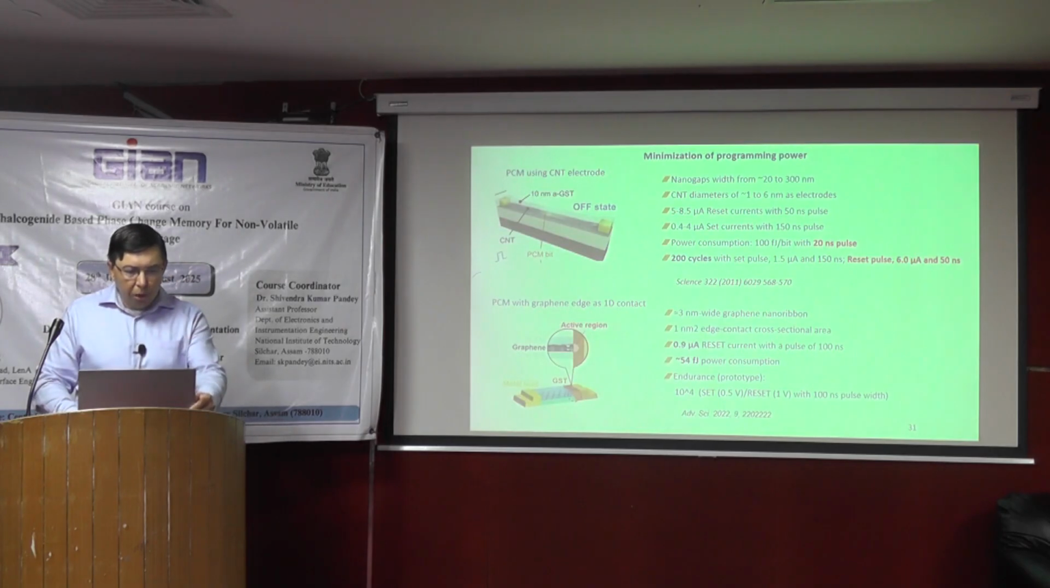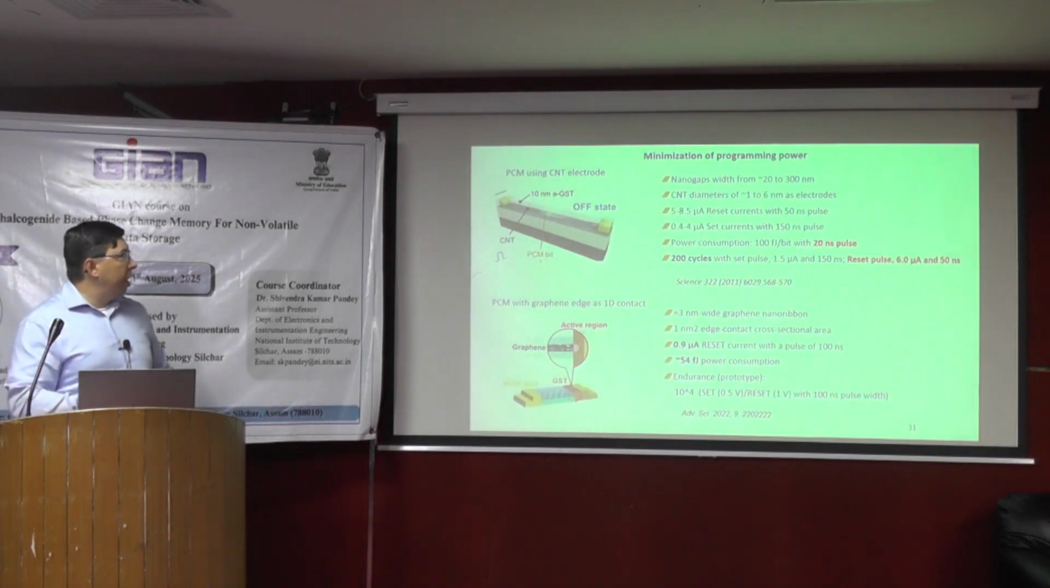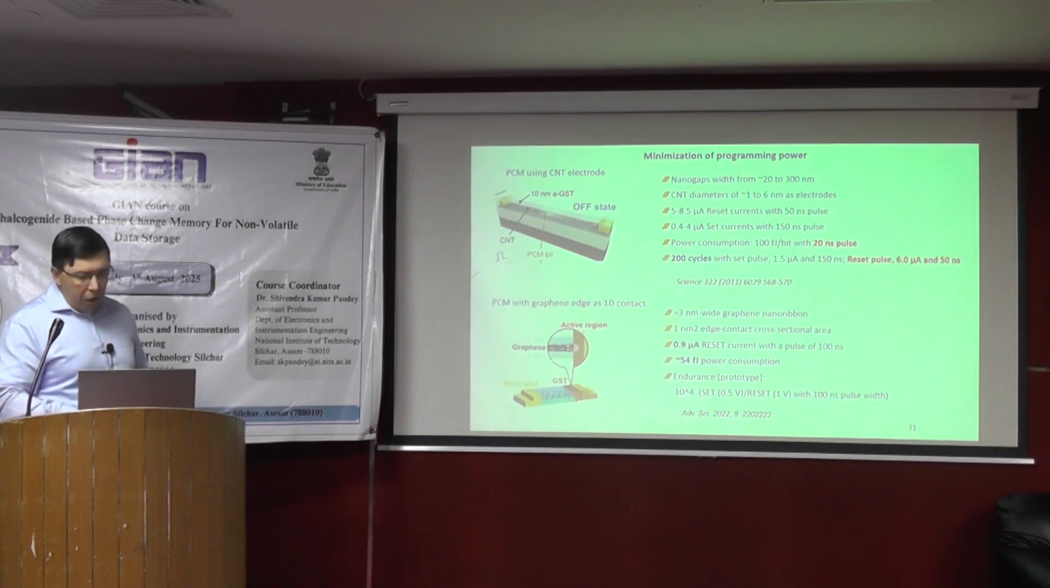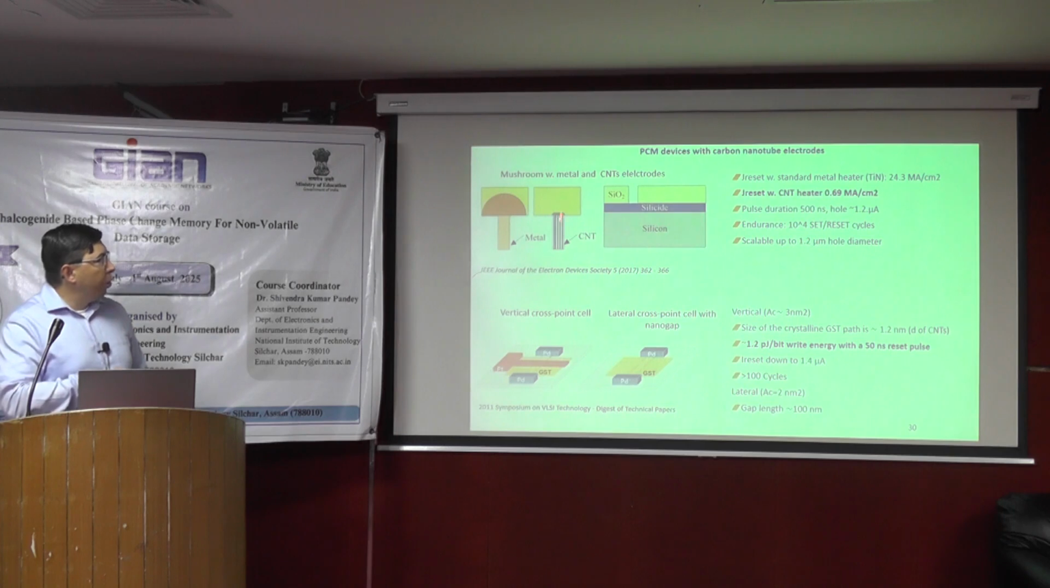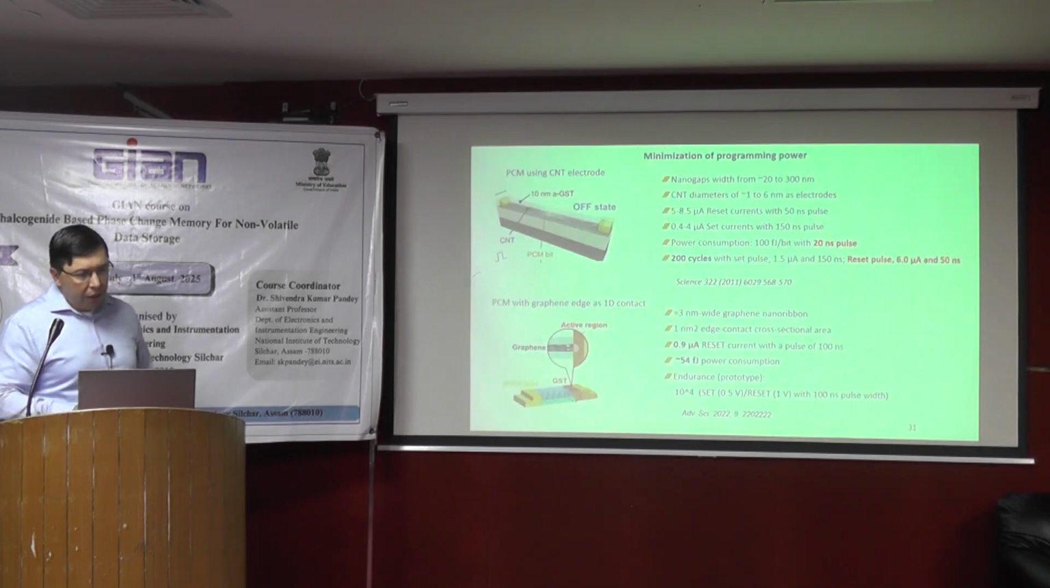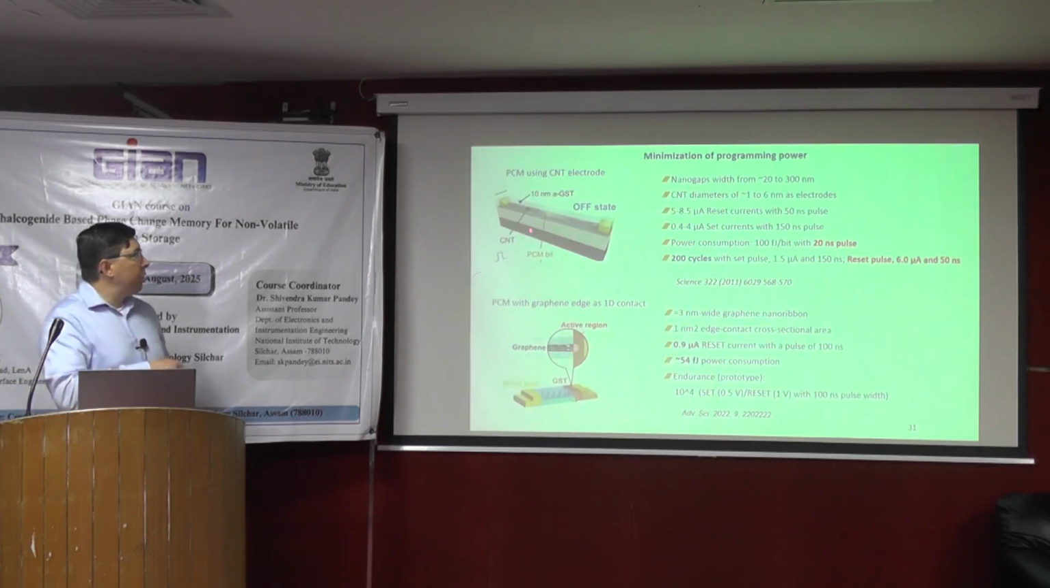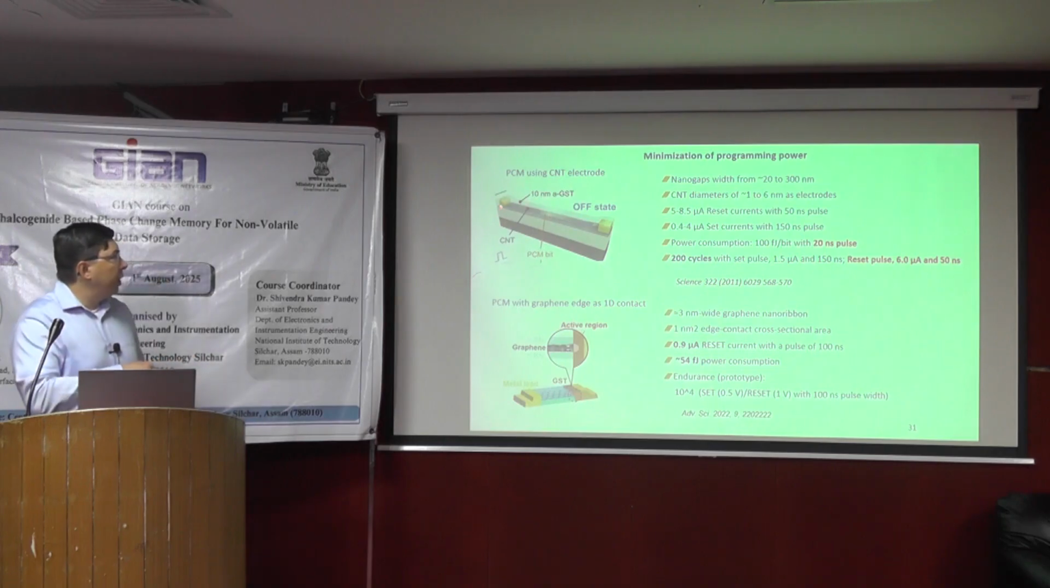So here, how to minimize programming power. Also, there is another idea like using CNT electrodes. In this case, they are integrated into standard technology by replacing the heater. They used the CNT electrodes like in this scheme, and they put the PCM in between.